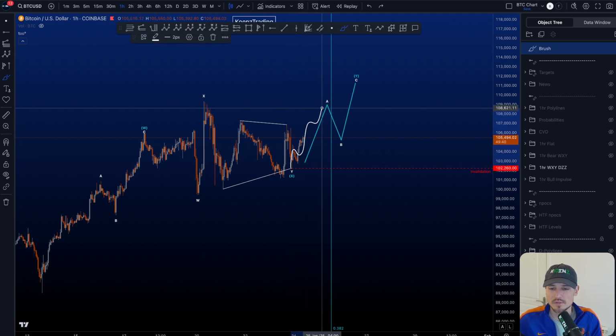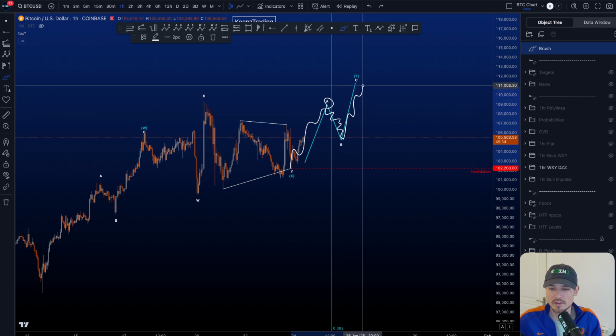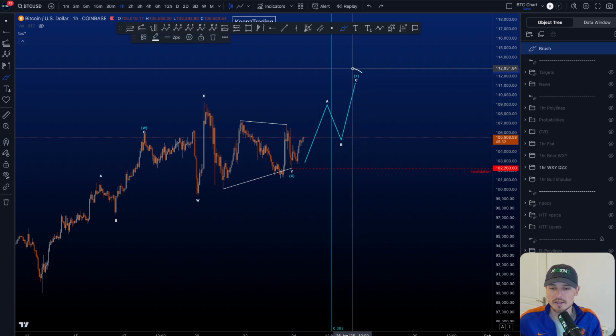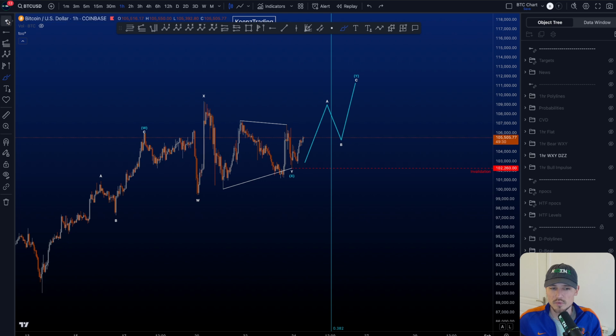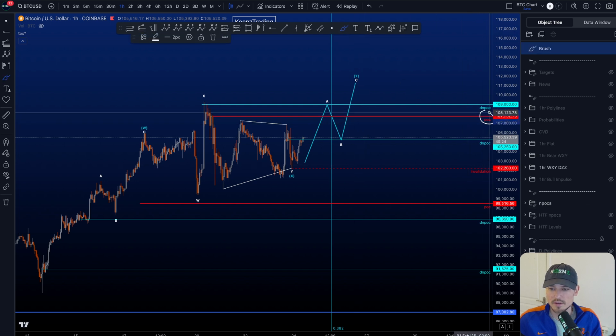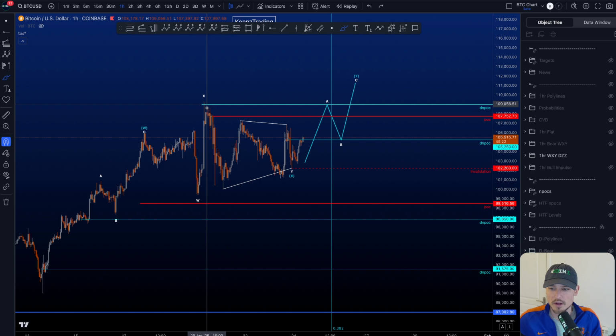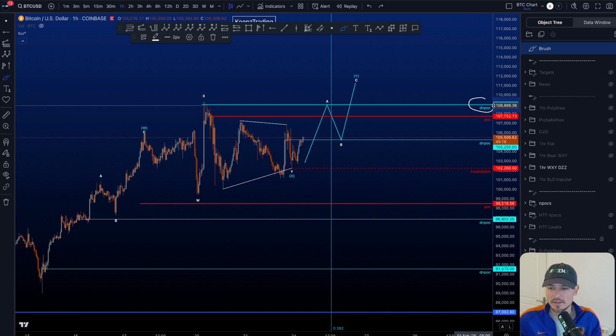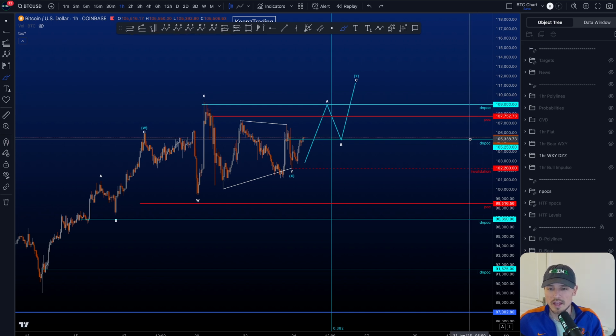So 1, 2, 3, 4, 5 in a wave A, then have a retracement in a wave B, and another 5-wave impulsive structure to the upside in a wave C to finish wave Y. We do have a little bit of resistance to the upside. Here we have the point of control of the all-time high range at 107.7k, and we have a daily naked point of control at 109k.